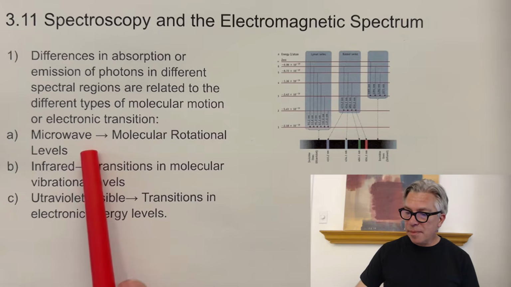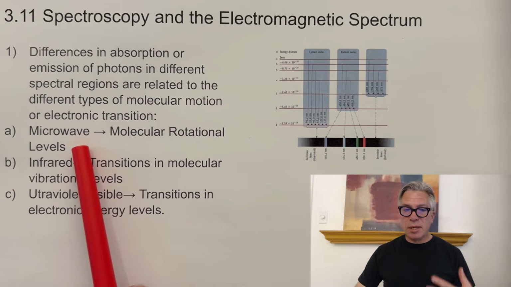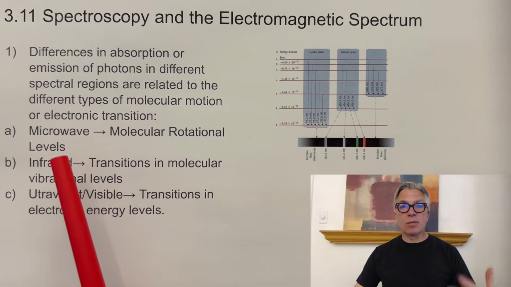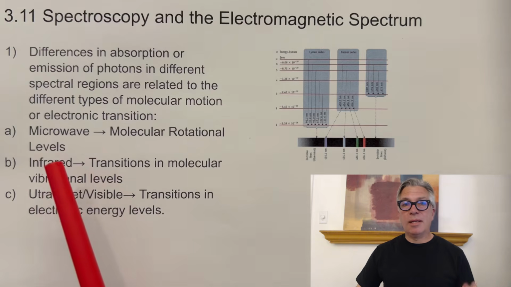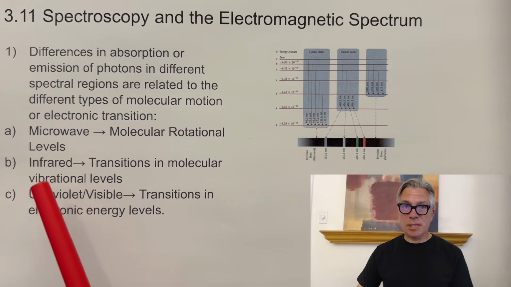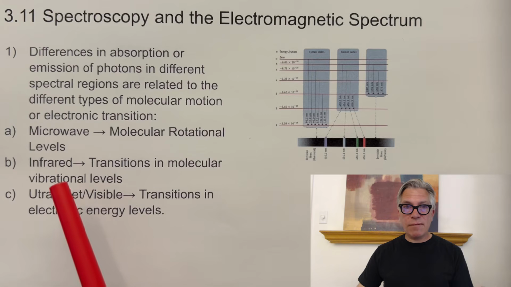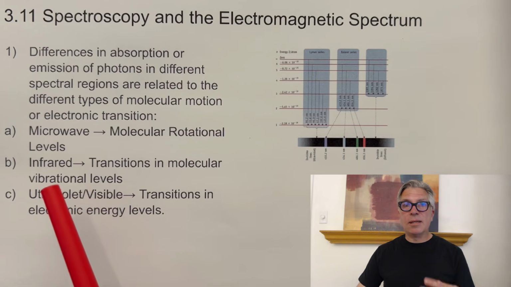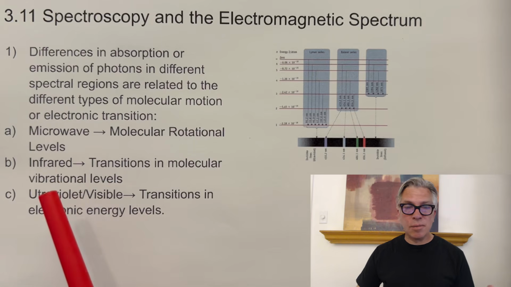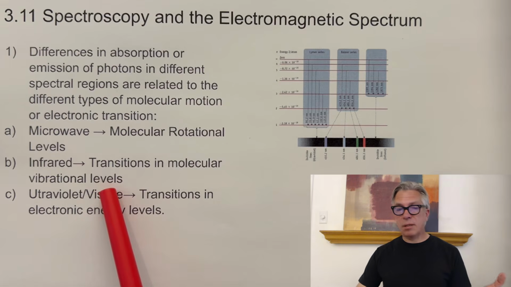Microwave spectroscopy: if you shoot microwaves, and this is the thing about atoms and molecules, they contain electrons that are kind of like photons themselves. They have wave-particle duality. They act like waves depending on the experiment you use to study them.